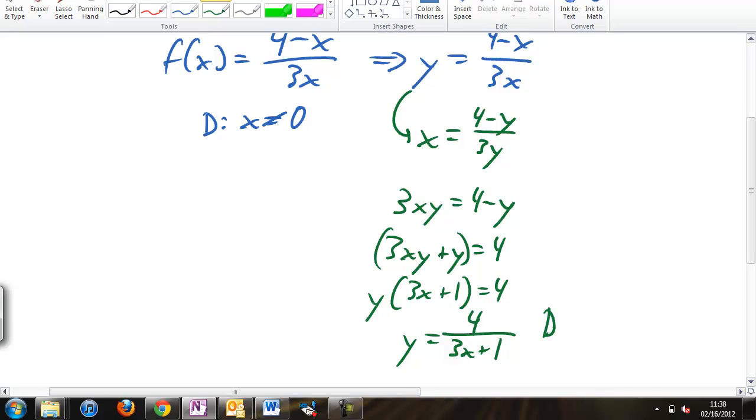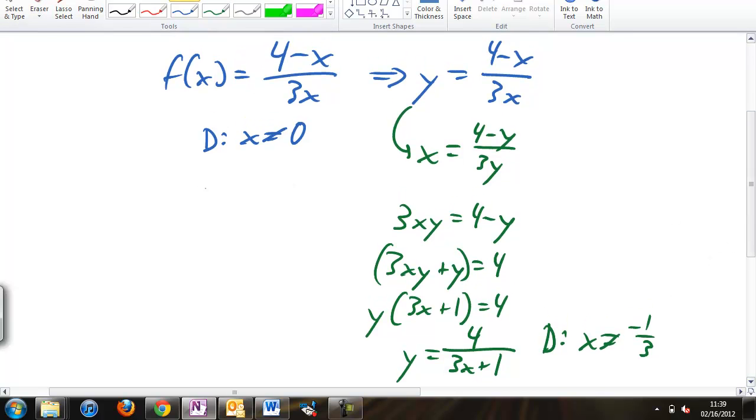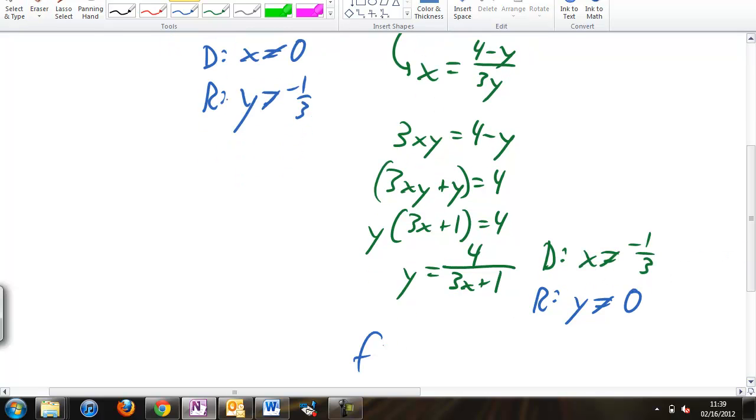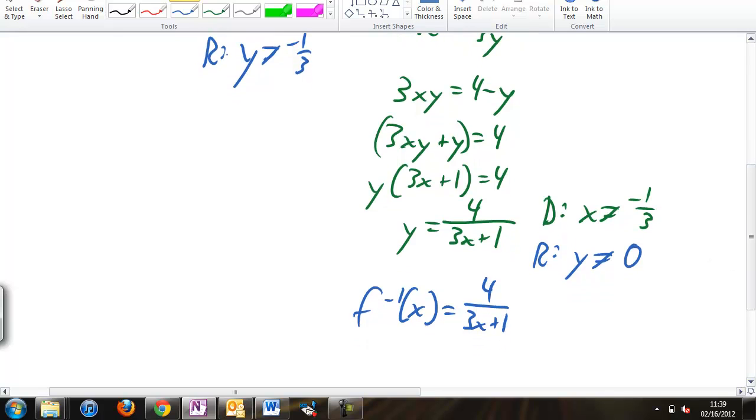The domain of this one is x cannot be equal to negative 1/3. And it's true if we graph them that that's the range of this one. Y cannot be equal to negative 1/3. And the range of this is y cannot be equal to 0. We've now found the inverse function too. We know that f inverse of x is equal to 4 over 3x plus 1. So that's part one of this.